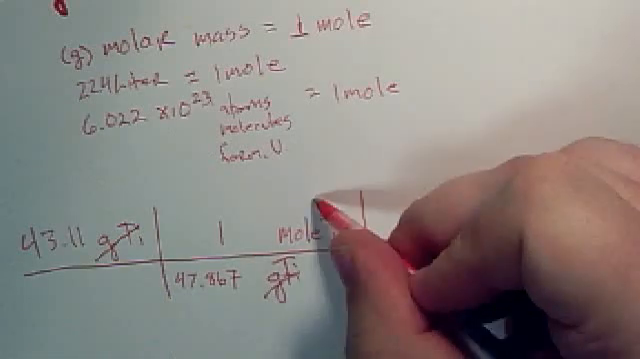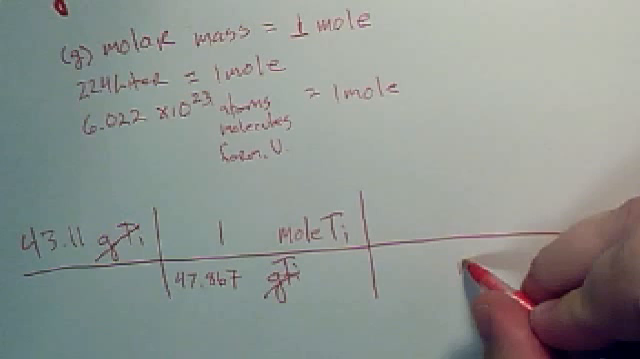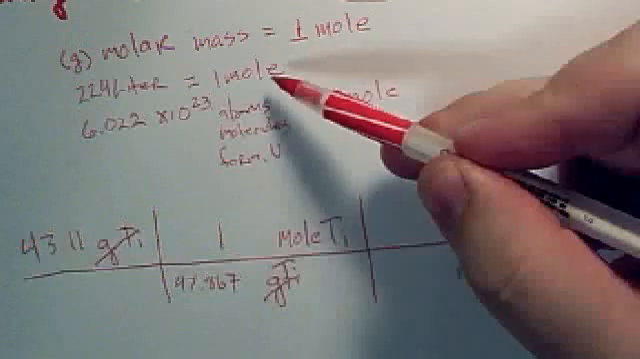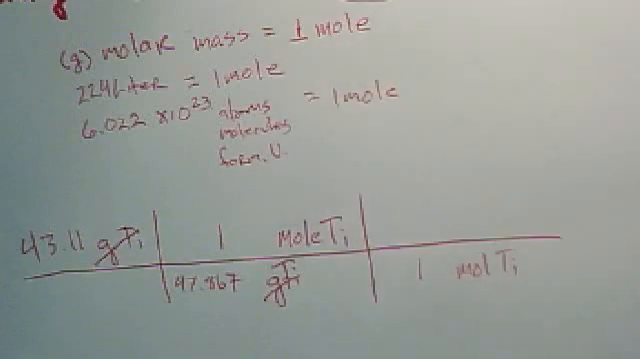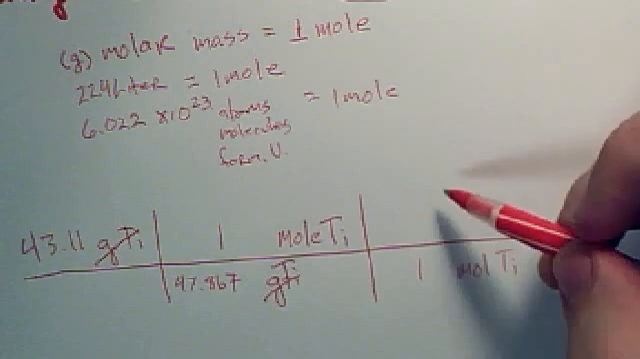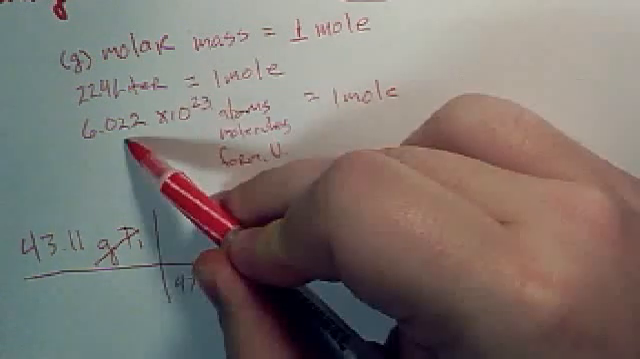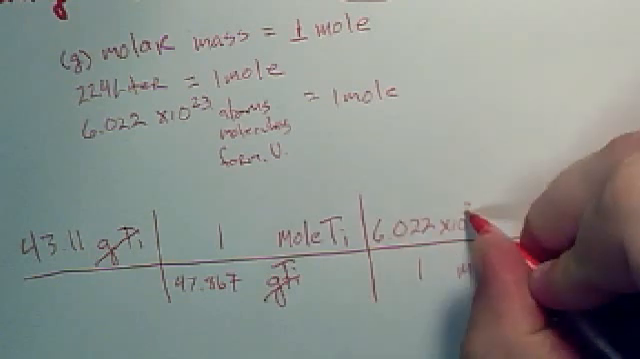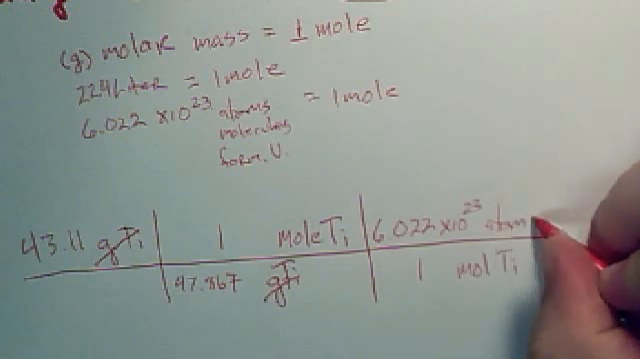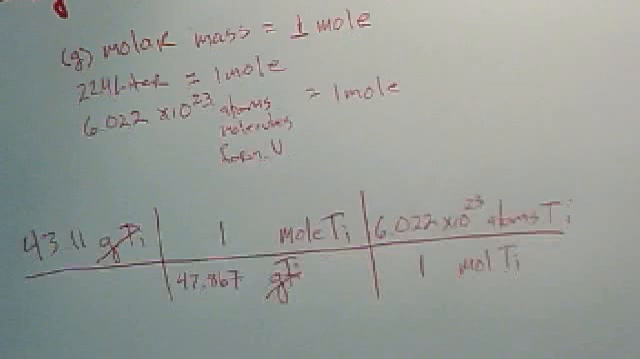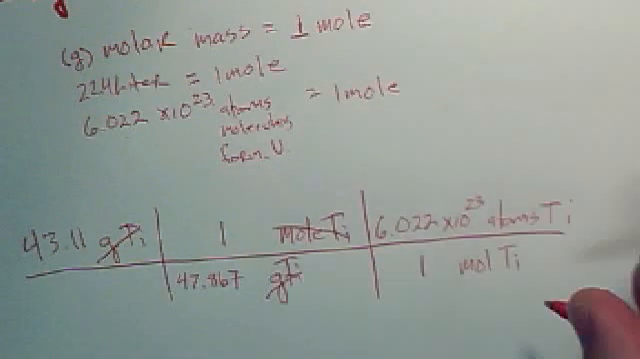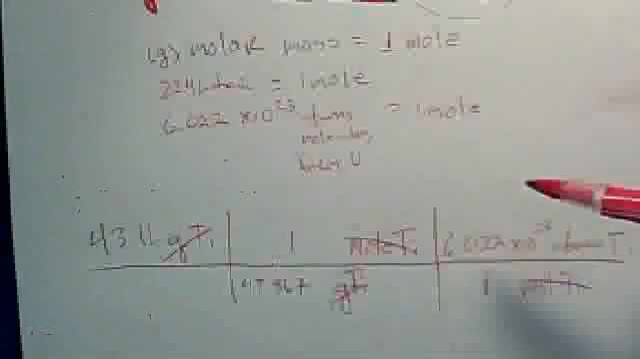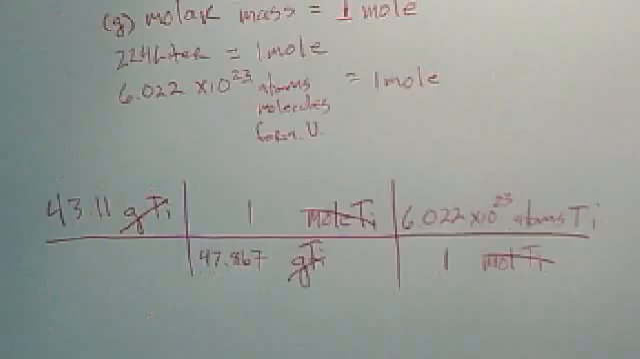If I have moles of titanium here, I need to have moles of titanium here so that they will cancel out. And just like before, in the conversion factor, the number next to mole is always 1. So 1 mole of titanium is equal to 6.022 times 10 to the 23rd atoms. So that's what I put here. Okay, now moles of titanium cancel. I'm left with atoms of titanium, which is what the question wants. So now all I have to do is multiply that out.